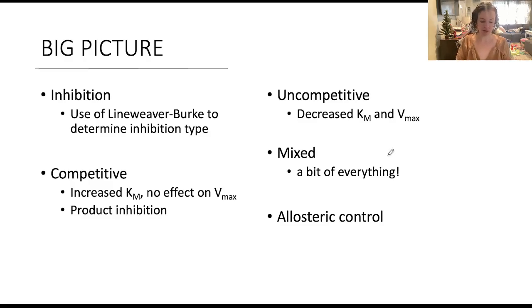And that wraps up our discussion of inhibition today. We talked about looking at all the different Lineweaver-Burk plots and using them to identify what type of inhibition is happening. We talked through the Km and Vmax situation of competitive, uncompetitive, and mixed inhibition, at the same time discussing why the Km or Vmax changing or not changing makes sense. Finally, we discussed allosteric control and talked through one specific example of how that works.